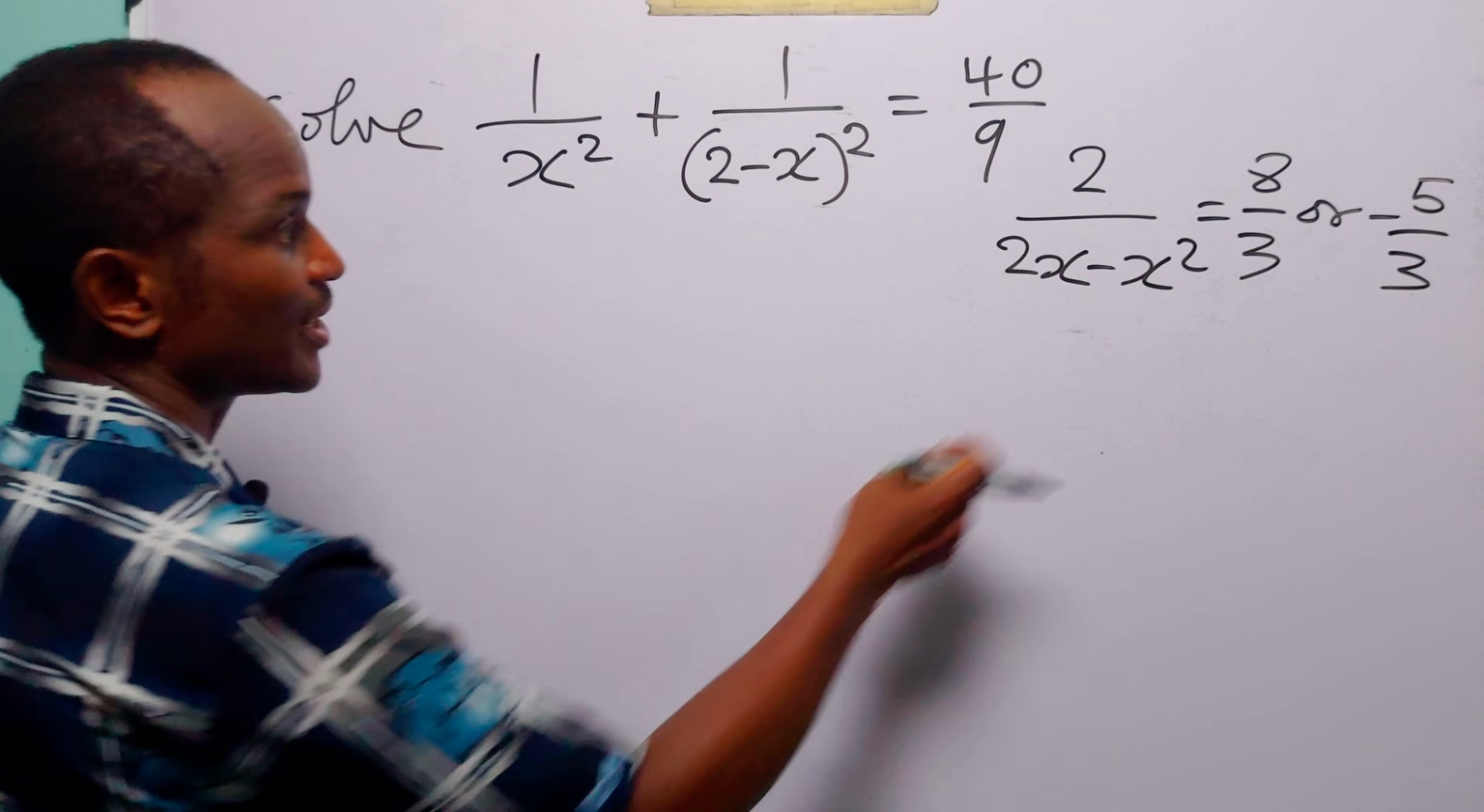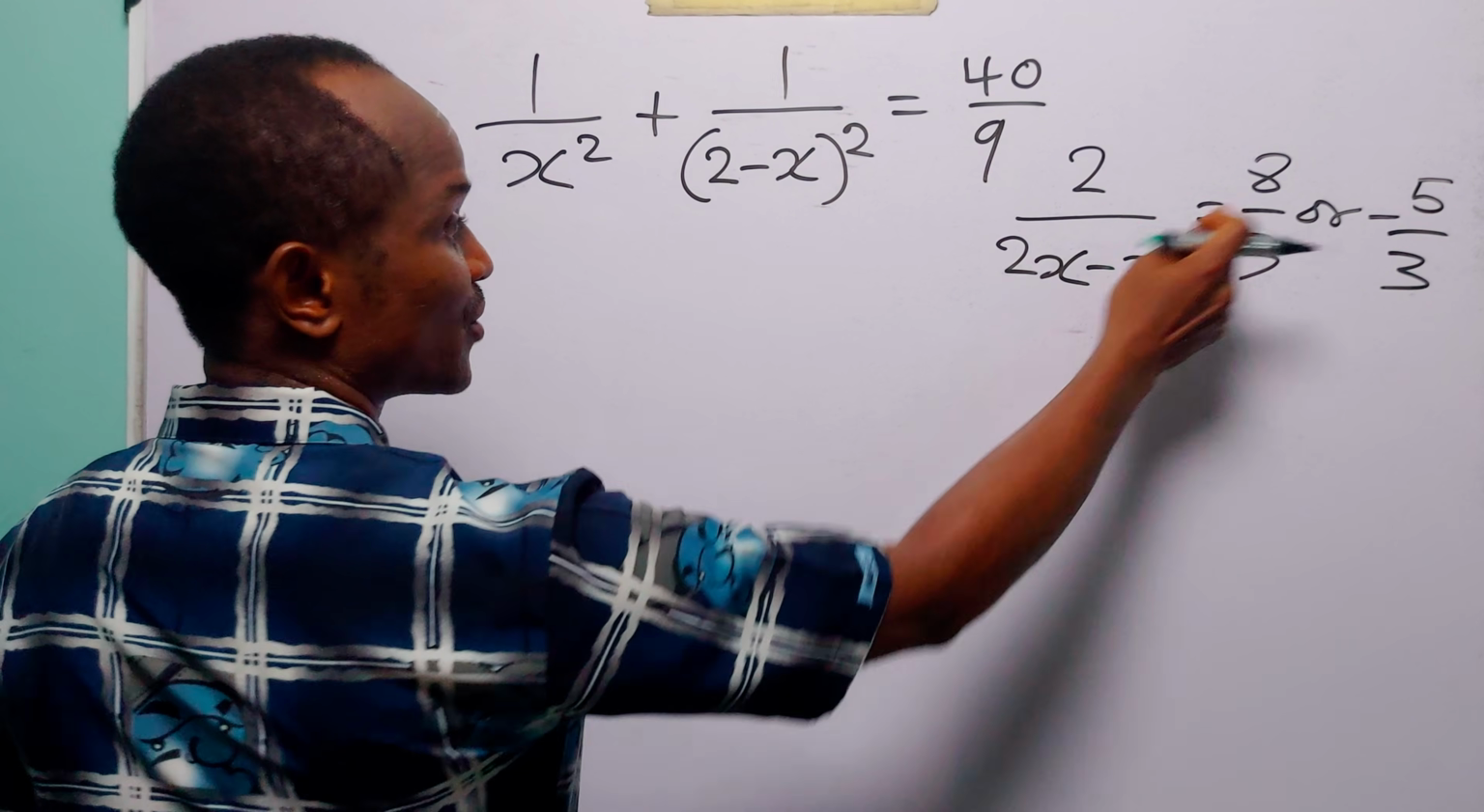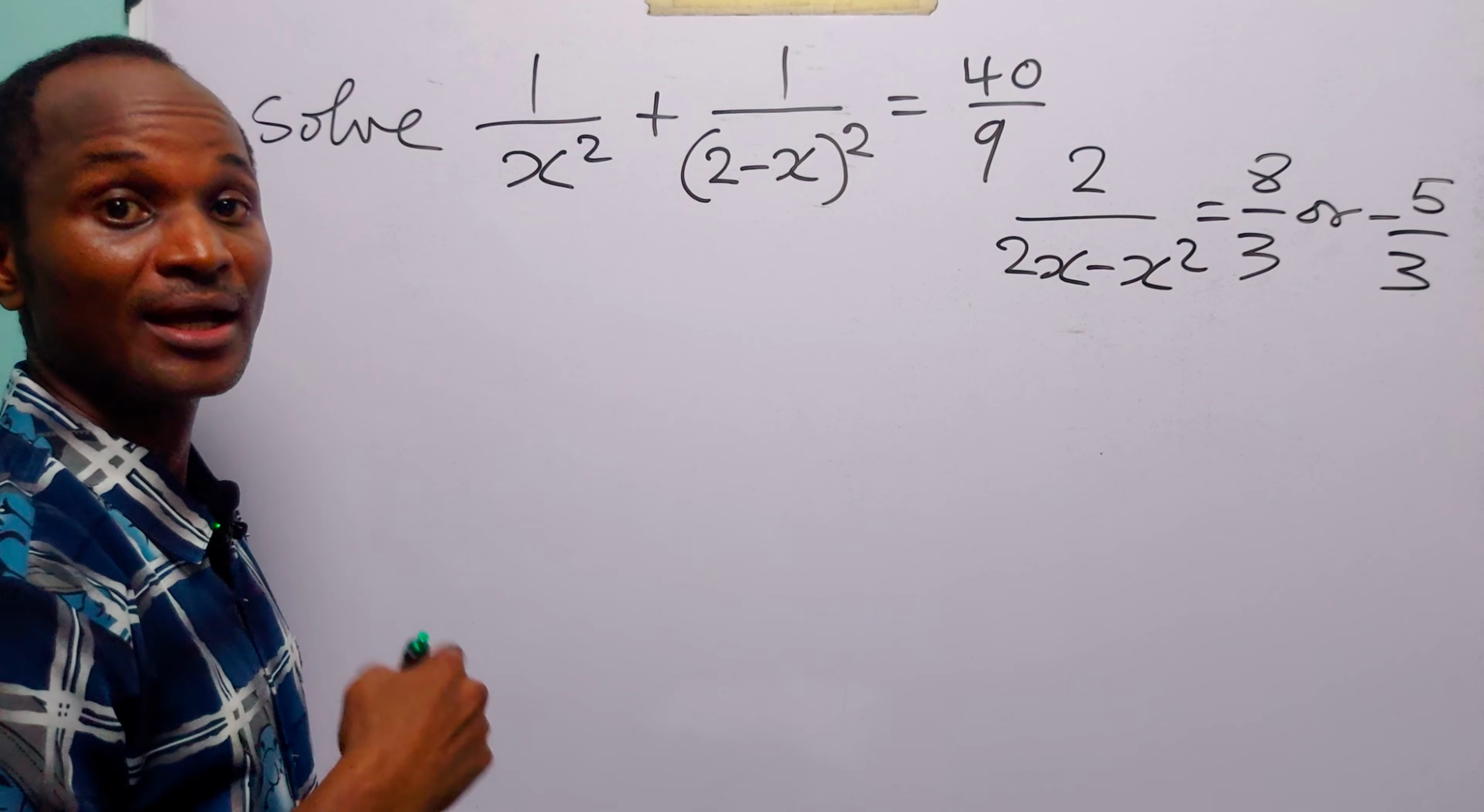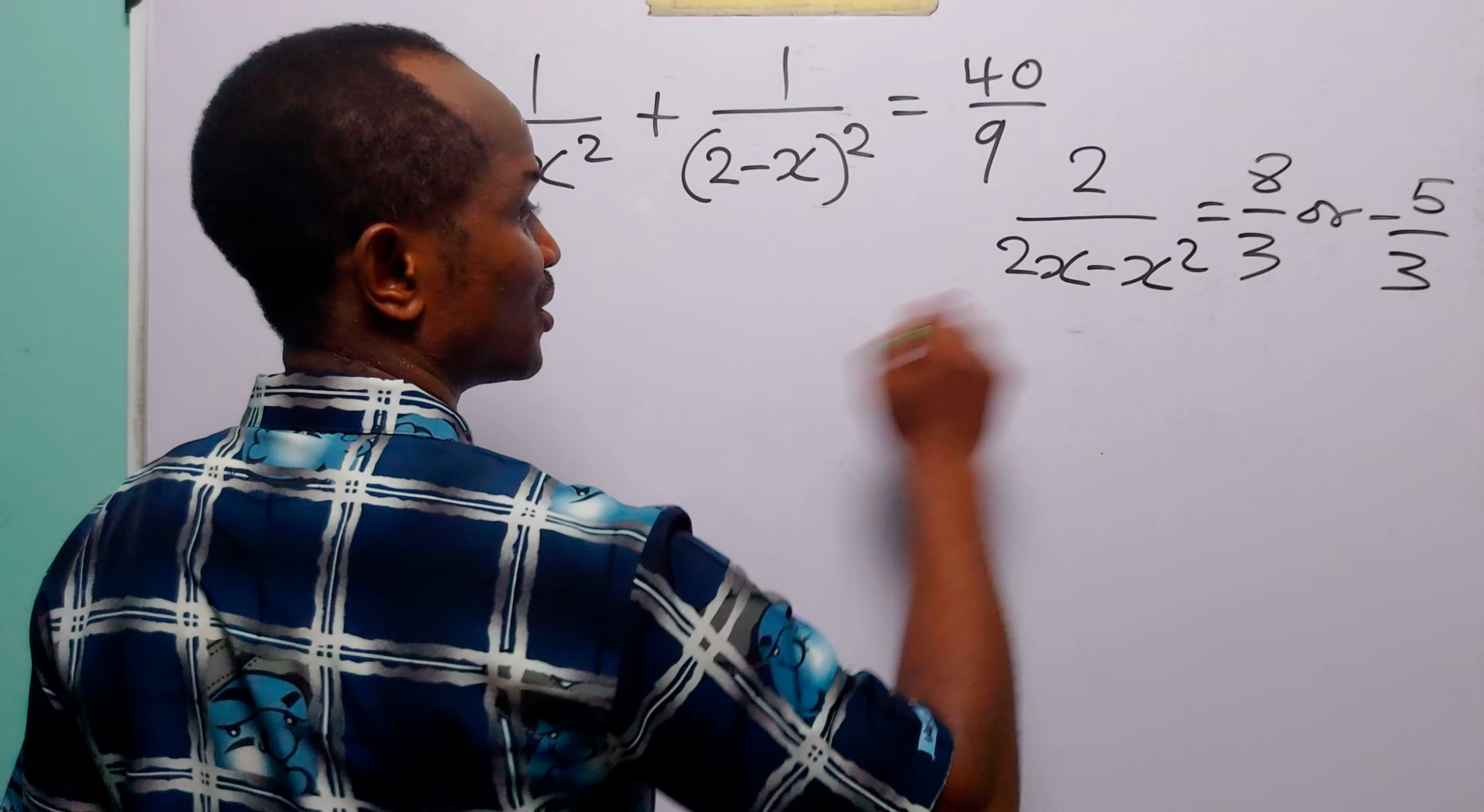Now, in the first case, we have that 2 over 2x minus x squared is equal to 8 over 3. The first thing we are going to do is to cross multiply.